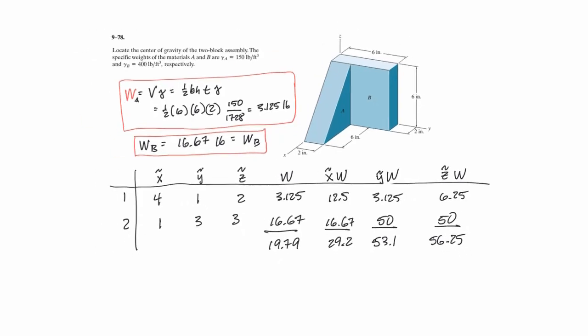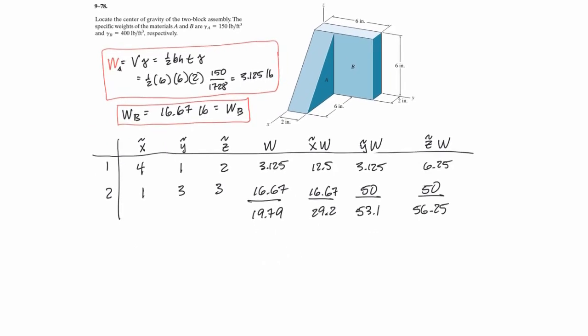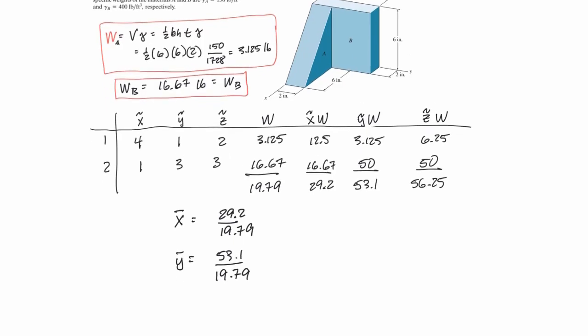I'm going to zoom out just a little bit, see if I can get it all on here. I know that x bar then is equal to 29.2 over 19.79. Y bar is equal to 53.1 over 19.79. And Z bar is equal to 56.25 over 19.79. All right, so here are the answers: 1.475, 2.69, and 2.84. And those are all in inches.